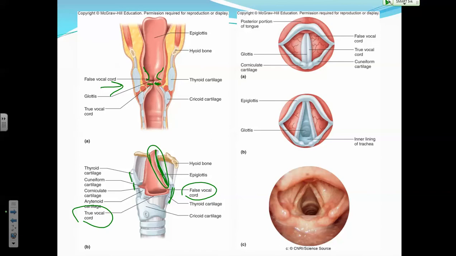The picture on the side, you can see true vocal cords, and then it looks like the false vocal cords are on the side, but they're really above it. You're looking at it from above. Okay. And here you can see the glottis is opened up, and then here it's closed on the top picture.